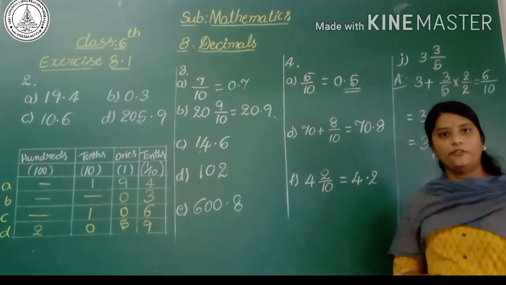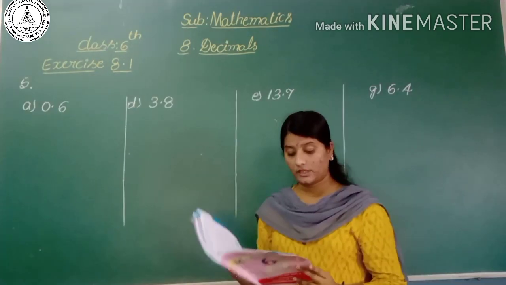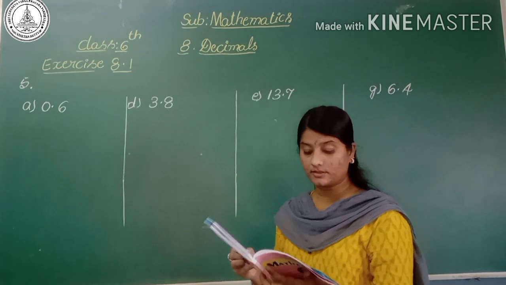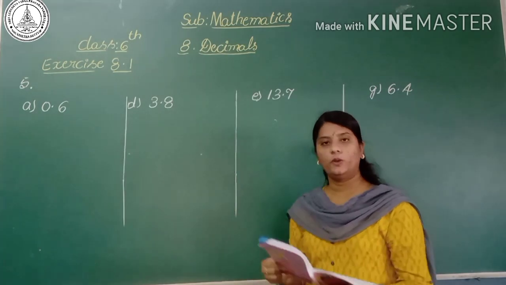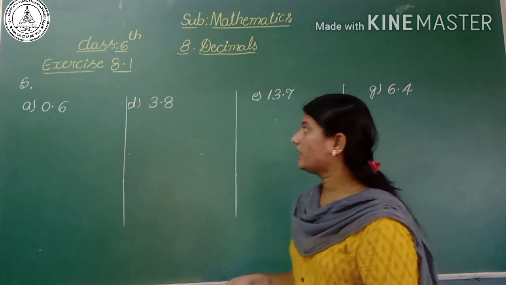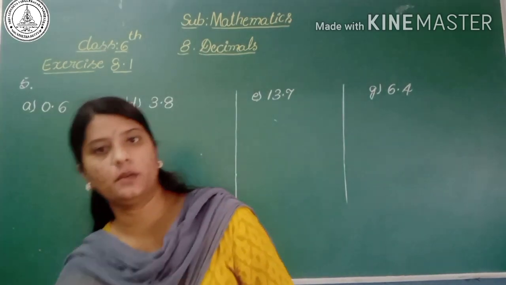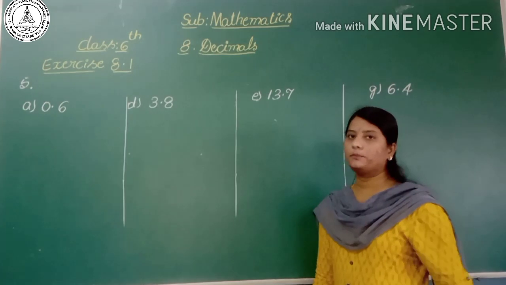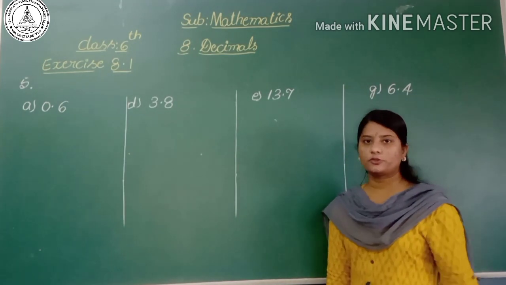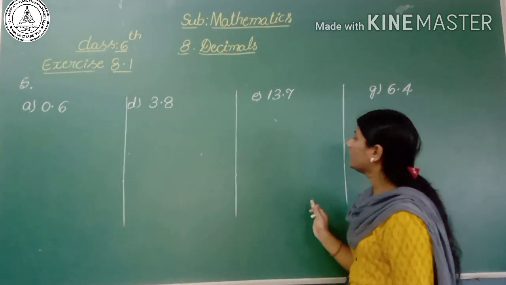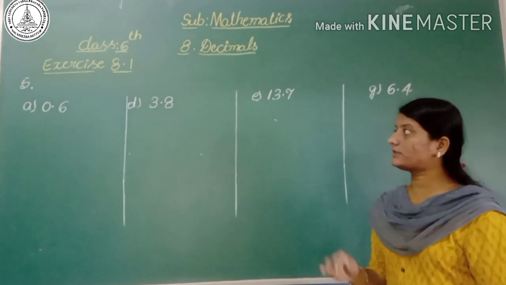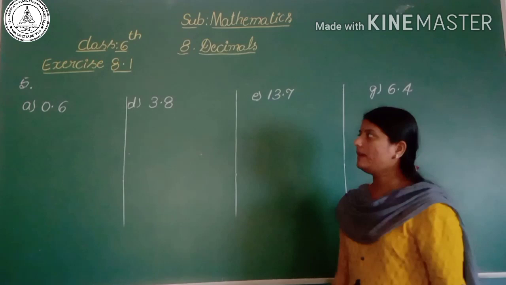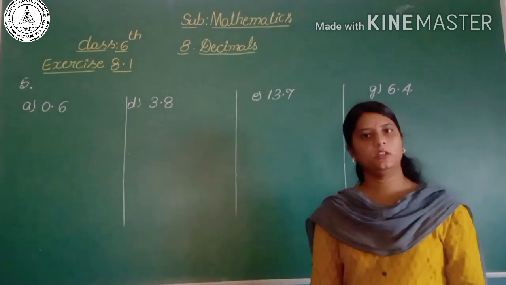Then let's go to the fifth question. The fifth question is: write the following decimals as fractions. Reduce the fractions to lowest form. Here some decimal numbers are given. We have to write them as fractions and simplify them, which means we have to reduce to the lowest form. Here I have taken 4 different questions. The rest of the questions are very similar to these, so you can do them on your own in the notes.